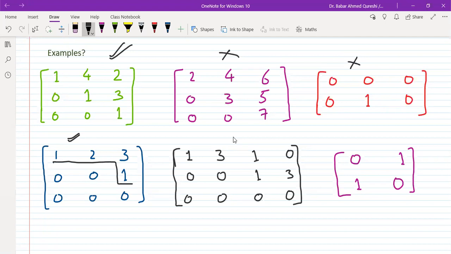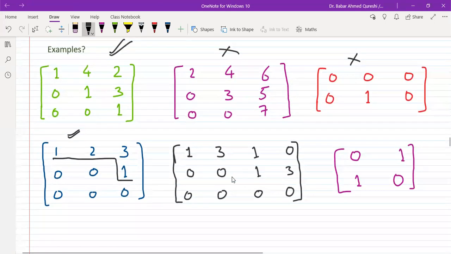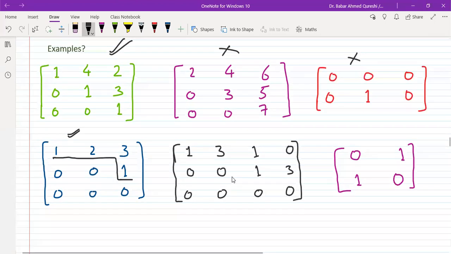Sir, then what is the difference between strictly triangular form and this? Every strictly triangular matrix is a row echelon matrix, but not all row echelon matrices are strictly triangular. So this guy is strictly triangular, and it is row echelon. This guy is strictly triangular, but it is not row echelon. This guy is row echelon, but it is not strictly triangular. We can have both.